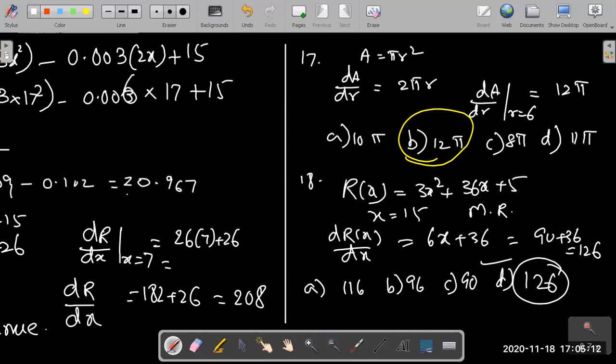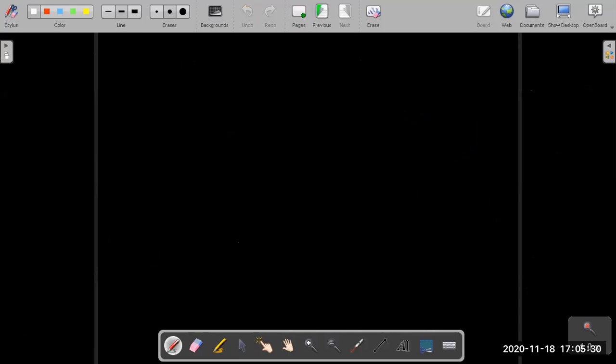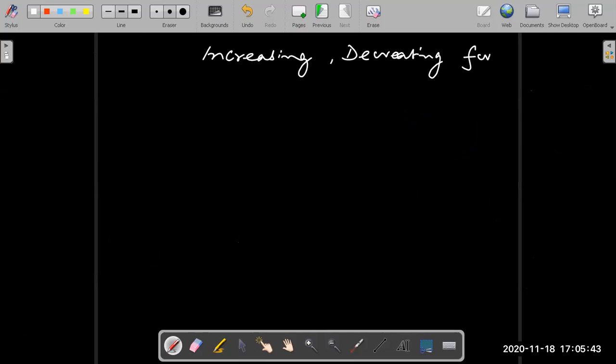Okay. Now we are going to the next topic that's called increasing, decreasing functions. So that also I'll take a picture and then put that here. And let me go to the next page. I'll have to explain a little bit. So the topic is increasing, decreasing functions.